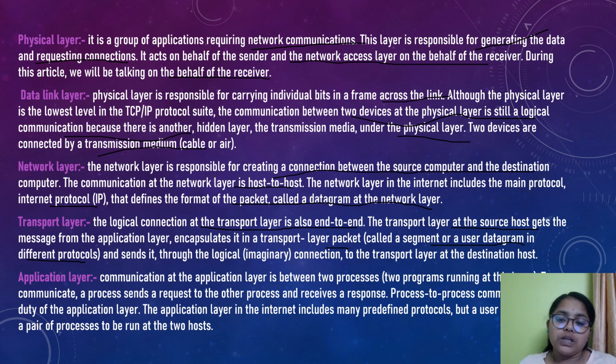Communication at the application layer is between two processes, where a process sends a request to another process and receives a response. The application layer in the internet includes many predefined protocols. It also has a pair of processes to be run at two hosts.